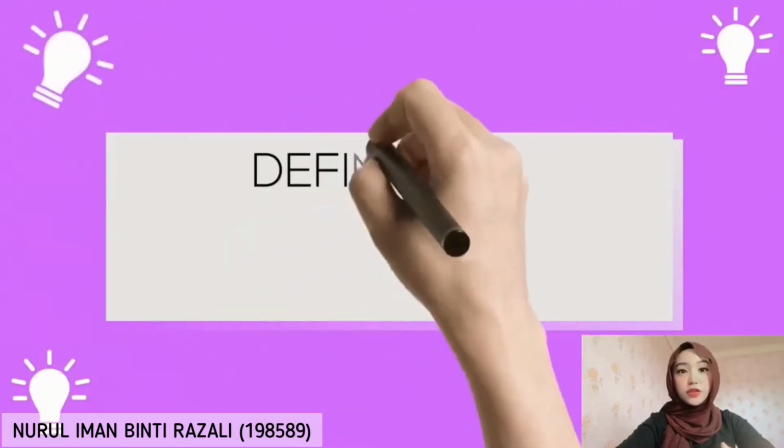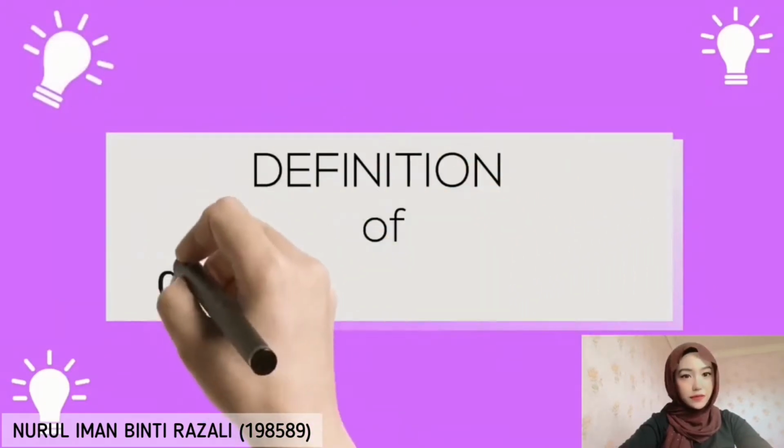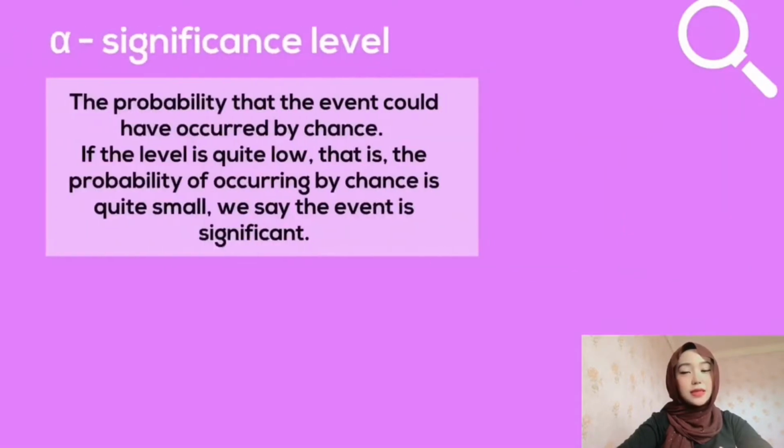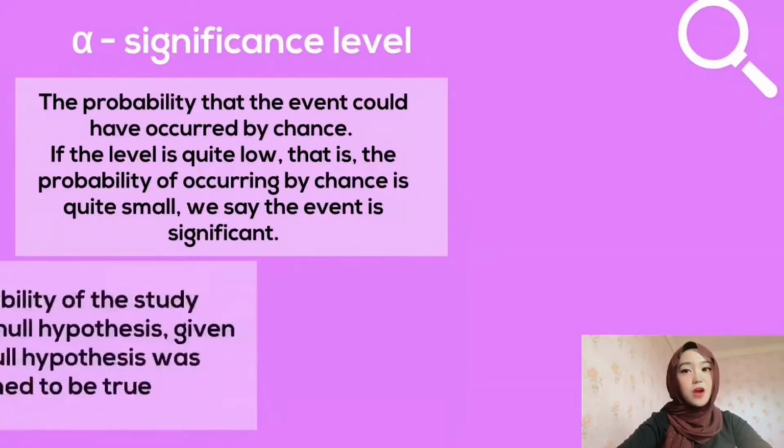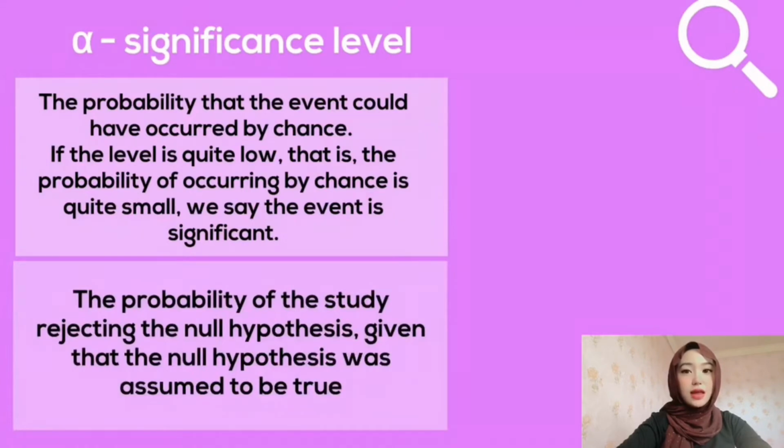Now we move on to the definition of the alpha or significance level. It can be defined as the probability that the event could have occurred by chance. If the level is quite low, that is, the probability of occurring by chance is quite small, we say the event is significant. Another simple definition is the probability of the study rejecting the null hypothesis, given that the null hypothesis was assumed to be true.